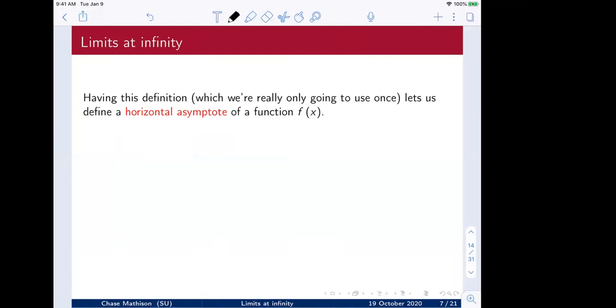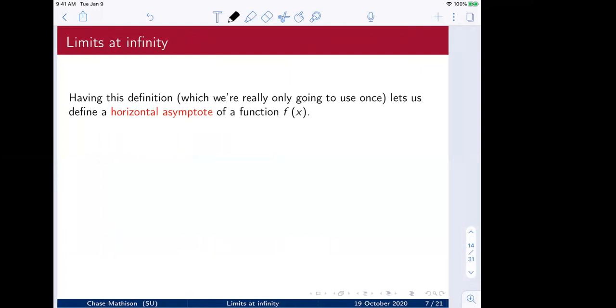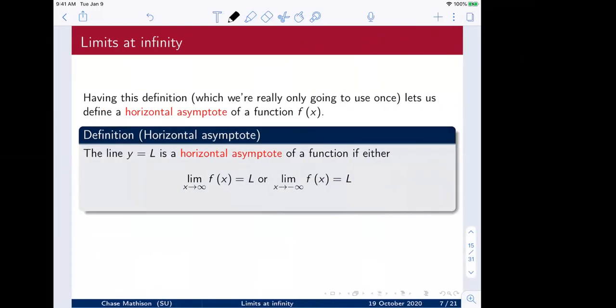So once we do have that technical definition, it lets us define a horizontal asymptote of a function. That's just if f of x does have a limit as x approaches infinity, which it doesn't have to. If you just think of f of x equal to x, it never settles down, right? It just gets bigger and bigger. So functions do not have to have limits at infinity. Okay, so the line y equals L is a horizontal asymptote of a function if either the limit as x approaches infinity of f of x is equal to L, or the limit as x approaches minus infinity of f of x is equal to L.